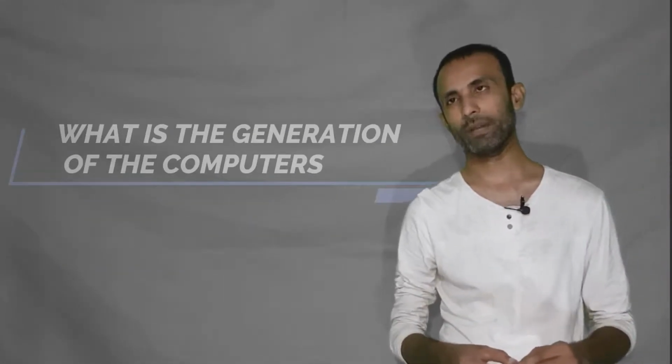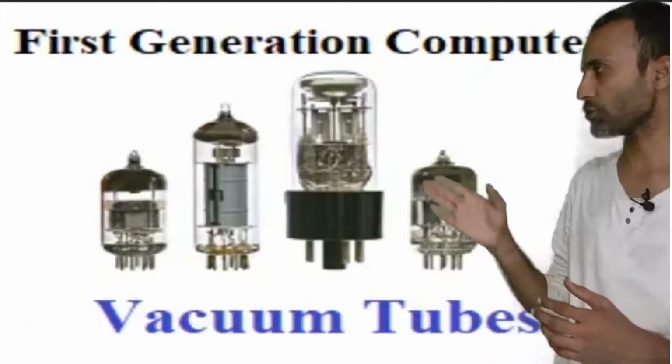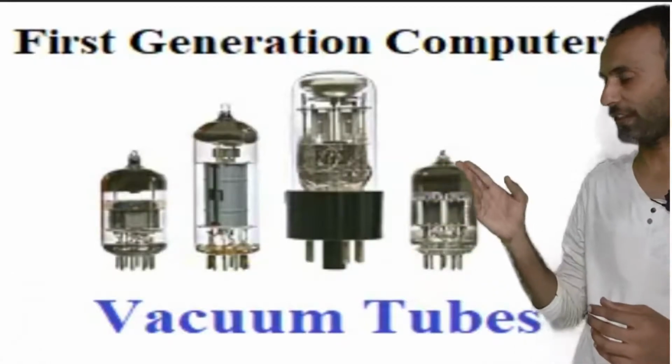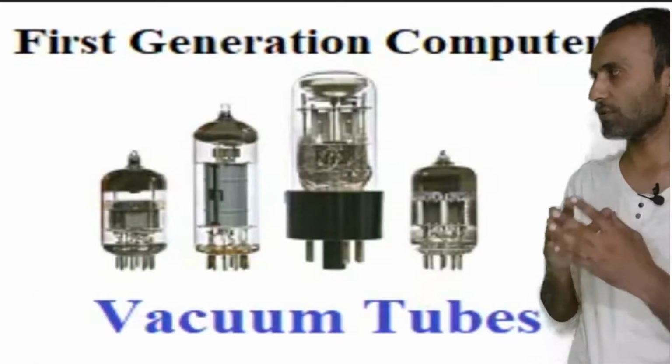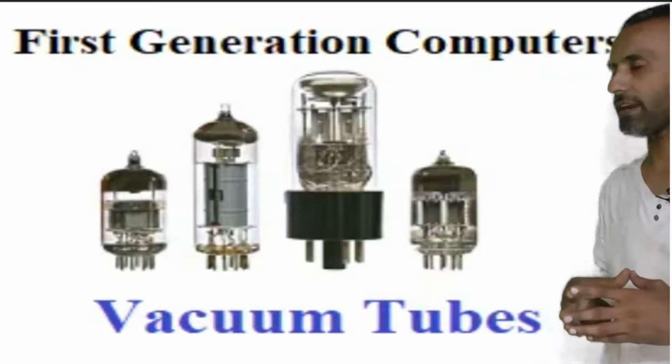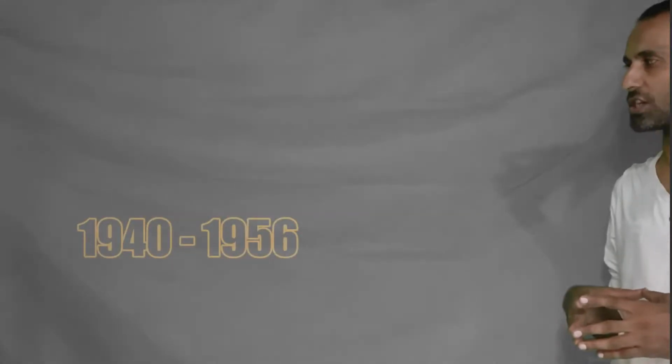Firstly, the question is, what is the generation? That means a period, a time where the computer developed timely. It made things possible, it made things easier. In the first generation, the vacuum tubes were used. You can see over there, these are the vacuum tubes. The first development of a computer started in the year 1940 till 1956.